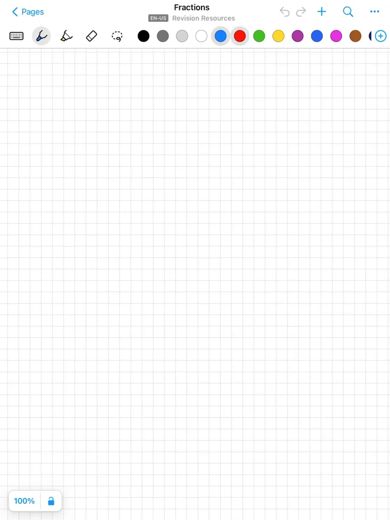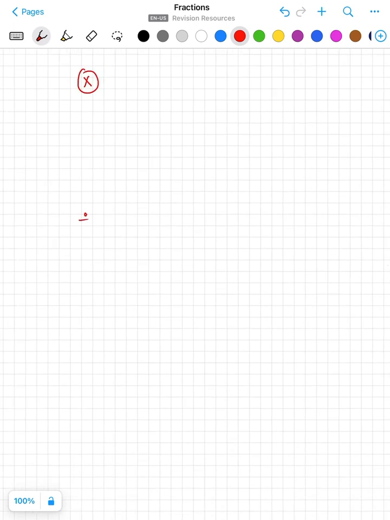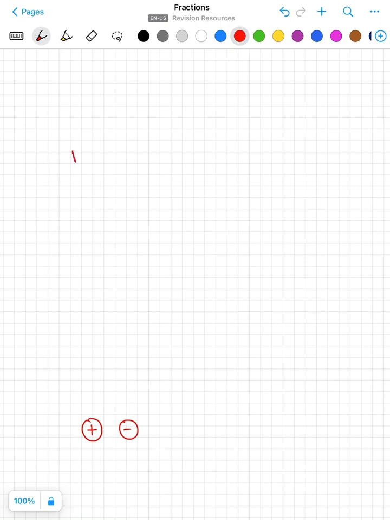Fractions. We're going to be looking at adding fractions, subtracting fractions, multiplying fractions, dividing with fractions, fractions of an amount, and we shall start off with mixed number fractions to improper and vice versa, improper fractions back to mixed.